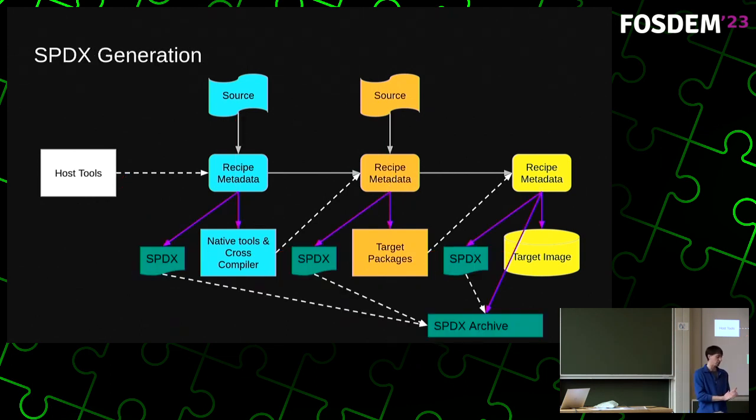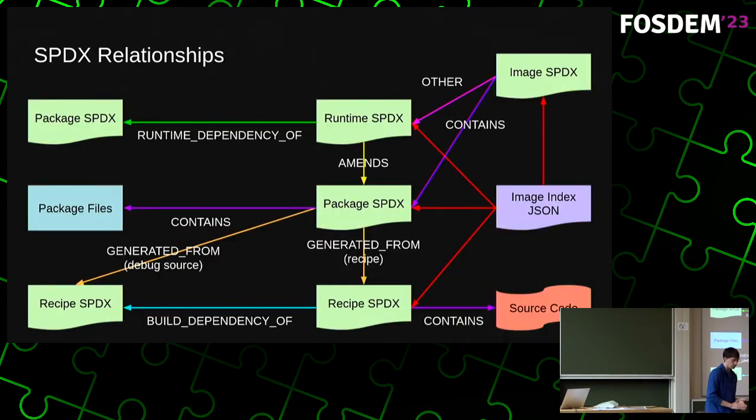So basically what we do in OpenEmbedded is at each step along the way, while we're building something, we also spit out this SPDX document that says, this is what we did at this step. And then at the very end, we take all of the SPDX documents that went into our target image or native tools that were used to build our target image, and we put them all into one big archive. And we have a rich set of dependencies that we actually report when we do this.